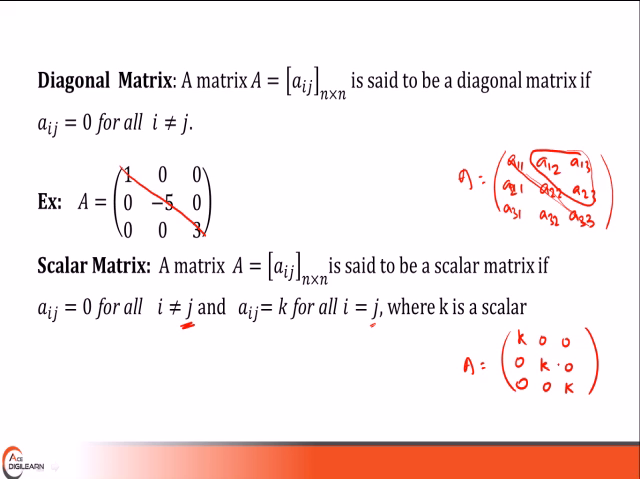So a matrix which is in the form k 0 0, 0 k 0, 0 0 k is said to be a scalar matrix where k can be any real number. You can look at an example. A matrix A equals to 3 0 0, 0 3 0, 0 0 3 is called as a scalar matrix.